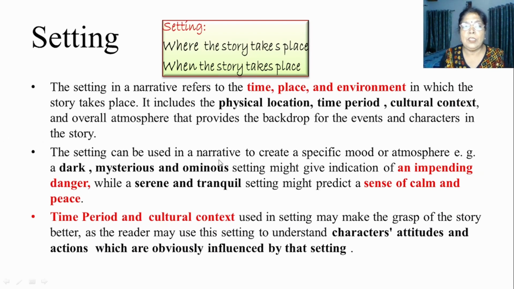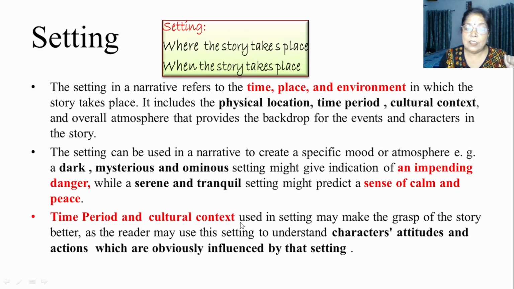So setting can be used to create a specific mood or atmosphere. To create a mood or atmosphere in the story, the setting may be used. For example, if the writer is describing a dark, mysterious, and ominous place, it might indicate that there is an impending danger. While if the setting is a serene and tranquil place, it depicts a sense of calm and peace. The setting can be used to create a specific mood.